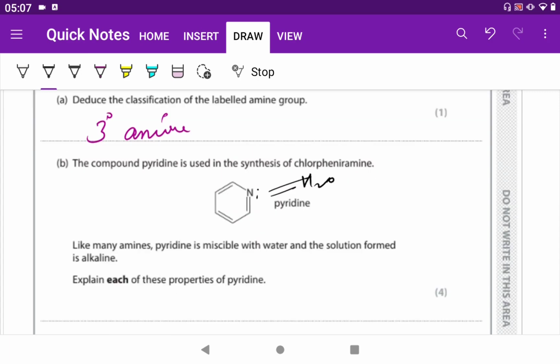Now see question B. The compound pyridine is used in the synthesis of chlorphenamine. Like many amines, pyridine is miscible with water and the solution formed is alkaline. Why alkaline? Because pyridine is an organic base, because it has a lone pair on nitrogen and water.